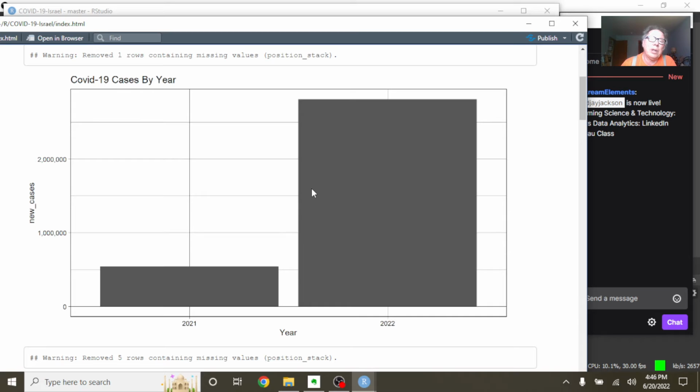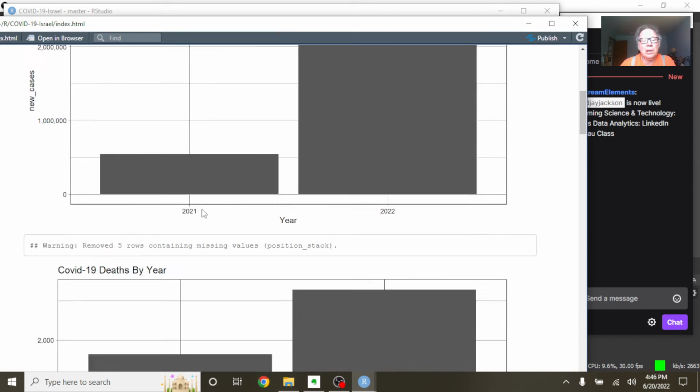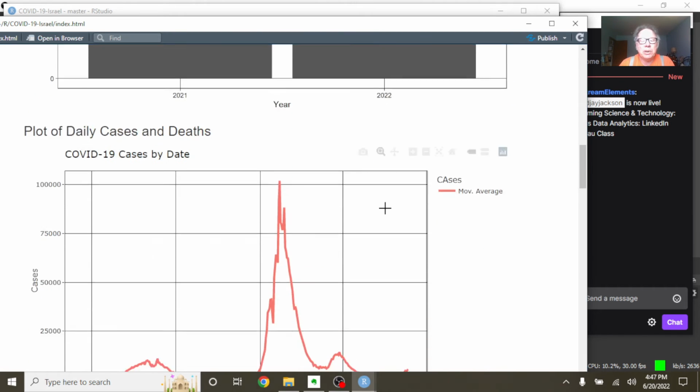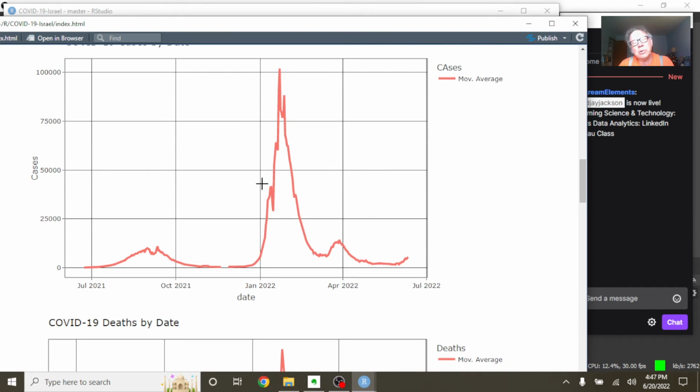Israel's 2022 cases have just gone crazy in January and completely blew 2021 total cases out of the water. Even the 2022 COVID-19 deaths have passed the total deaths for 2021. But here's the good news: those numbers are way back in the first quarter of the year.